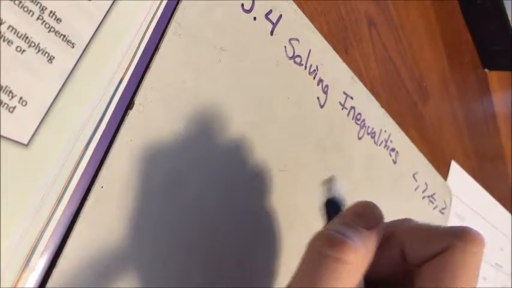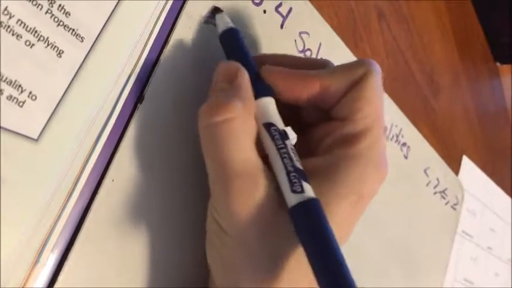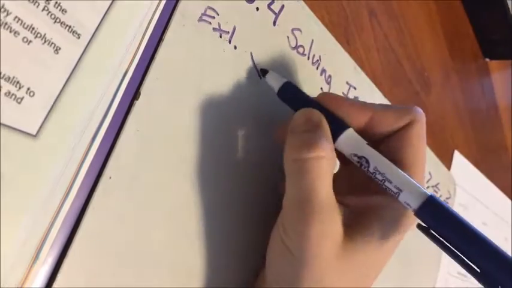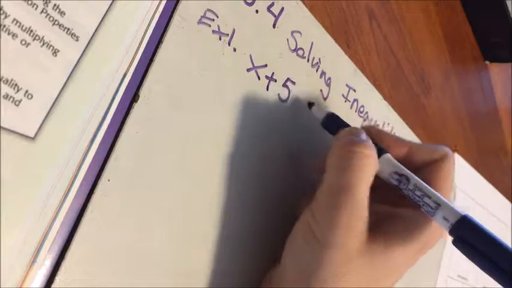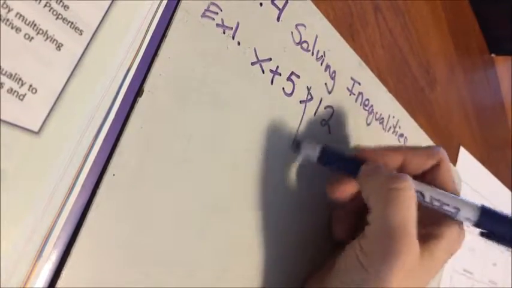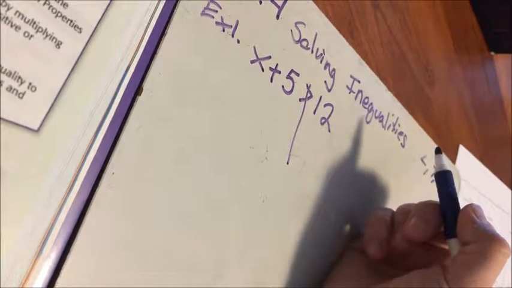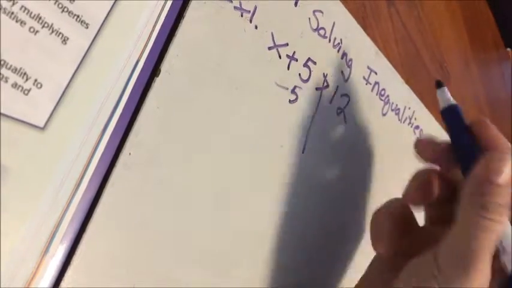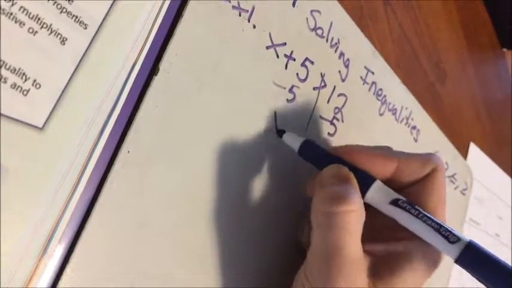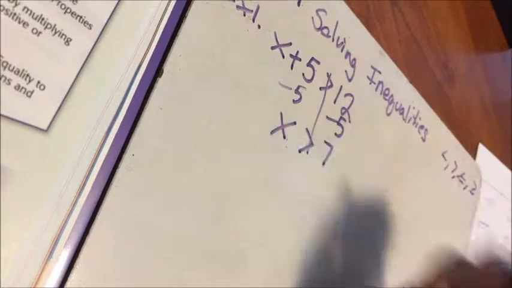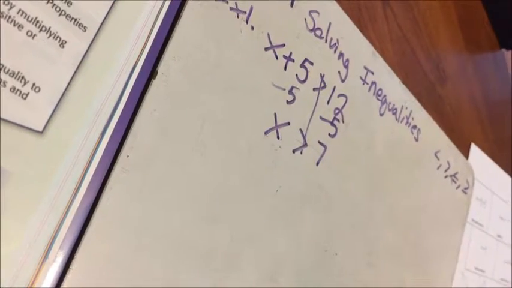Okay, so when we're going to solve an inequality, this is example 1, we do the exact same things that we do to solve an equation. So if my inequality says something like x plus 5 is greater than 12, I want to figure out what x is. I'm going to solve this inequality the same way I solve an equation. I'm going to subtract 5 from both sides. That leaves me with x here. Bring your inequality sign down just like you did your equal sign. 12 minus 5 is 7. So x needs to be bigger than 7.